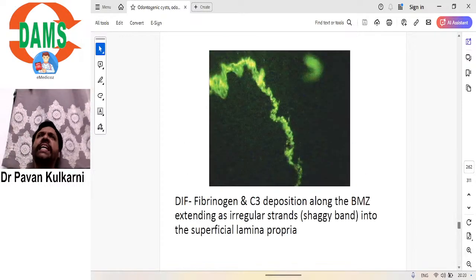Now this is the DIF finding, that is direct immunofluorescence finding. You need not remember this, it's out of scope, they won't ask you this as an image based discussion.